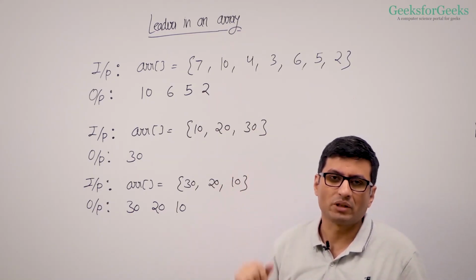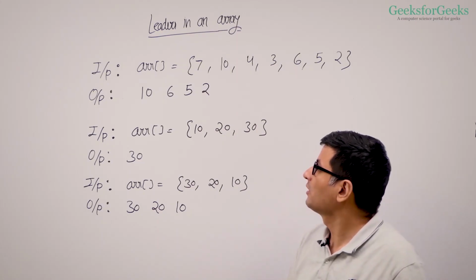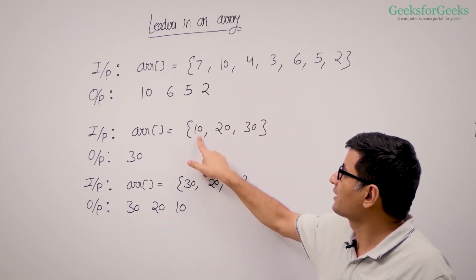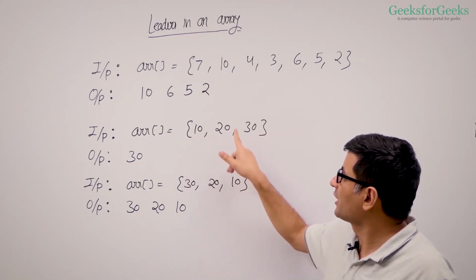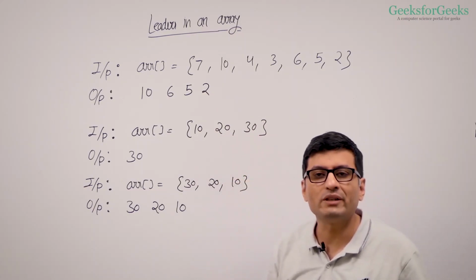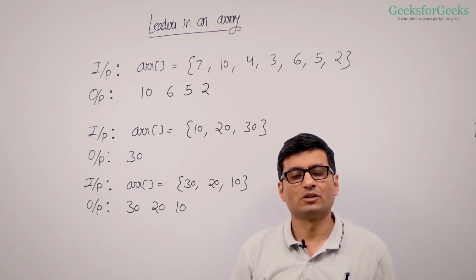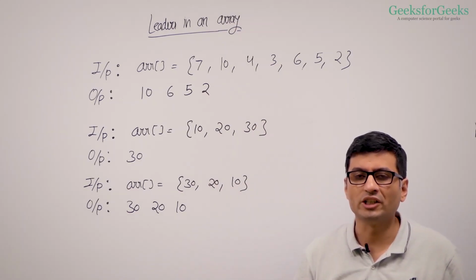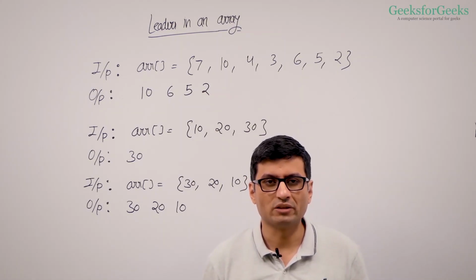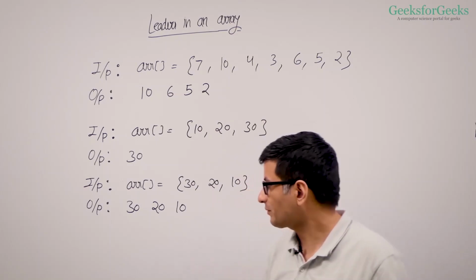Let's see the second example. We have a sorted array 10, 20, 30. In this array, 10 has 2 greater elements on the right side, 20 has 1 greater element on the right side, and 30 is the only element which does not have anything on the right side, so it's the leader. So if you have an array which is sorted in increasing order, then the last element is the only leader because everything else will have a greater element on the right side.